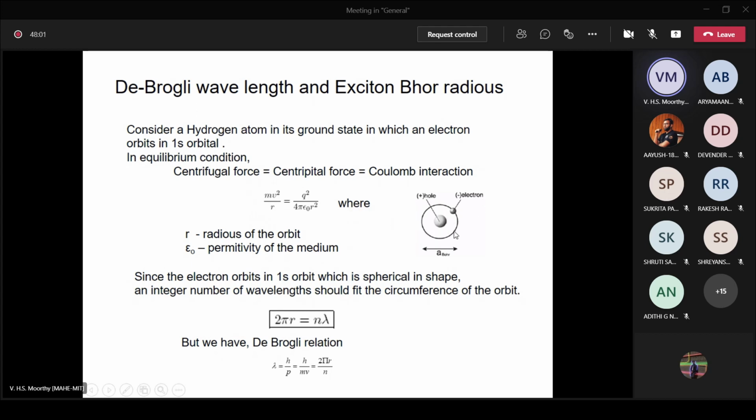So q1 q2 by r squared, here q1 and q2 give q squared, in 4 pi epsilon 0, which is a constant. So q squared by 4 pi epsilon 0 r squared. Okay, so it's very simple.